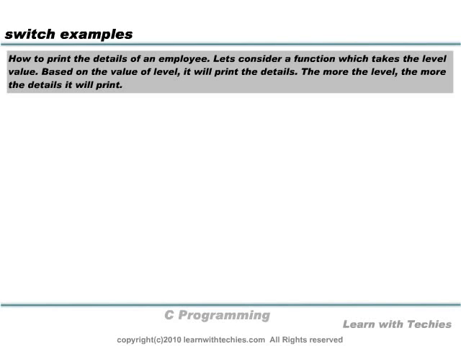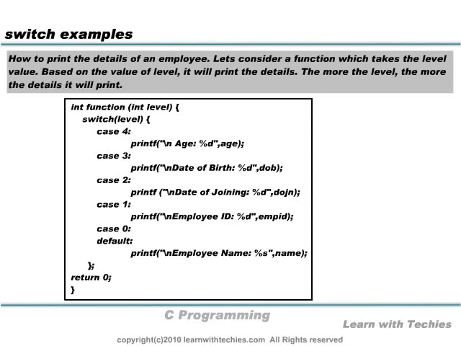With this level, the function would print all the possible details about an employee. Level 0 is the lowest, where it would print only the name of the employee. Here is the code that's implemented using switch statement. As you can note, we haven't used any break statement in this. The case 4 is the topmost and the case 0 and default is the last one.